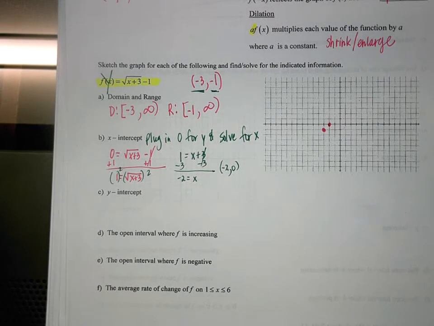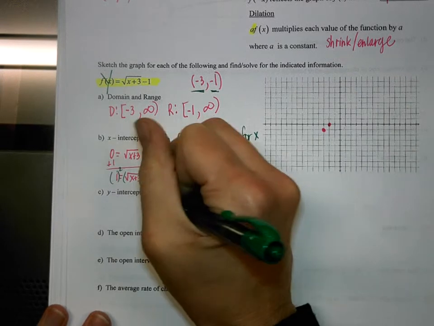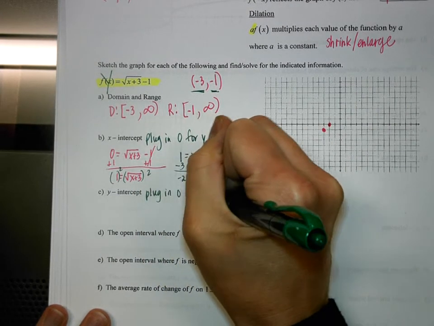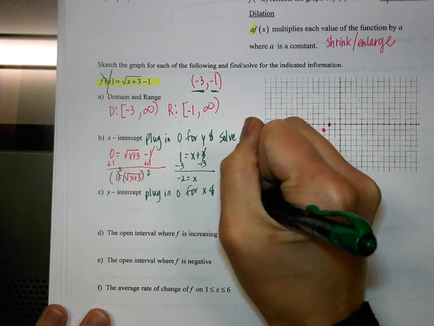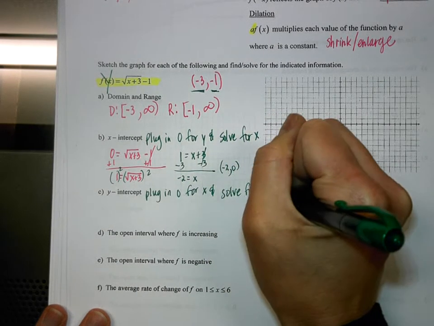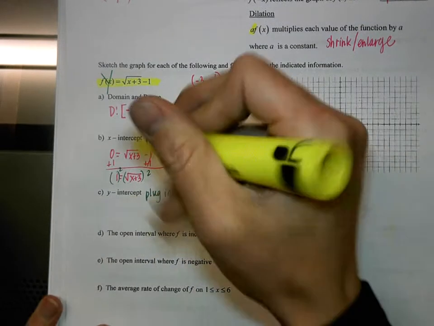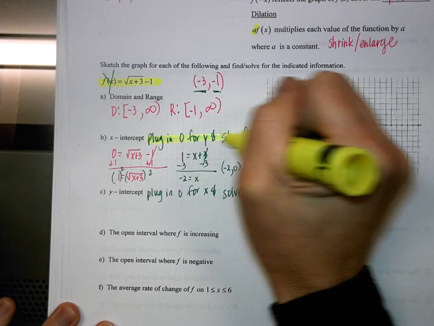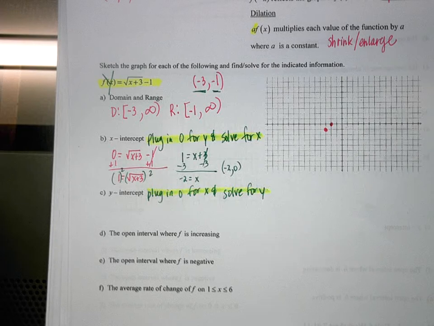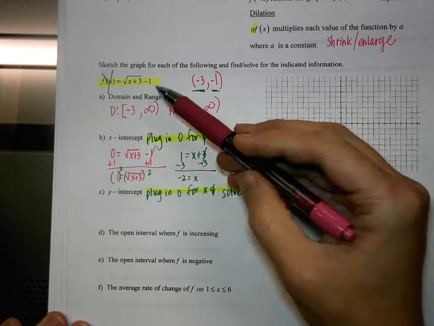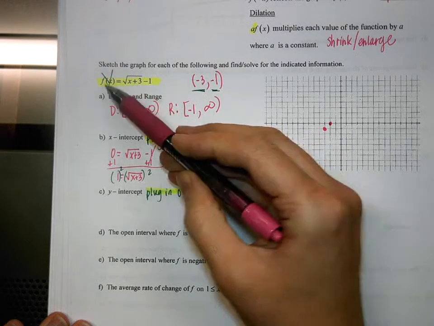And then the next thing we want to find is our y-intercept. So we do the same thing as we did previously, except we plug in 0 for x and solve for y. And I might go ahead and highlight these directions so they're easy to find and look back at later. All right, so I'm going to plug in 0 for x in this equation and solve for y.